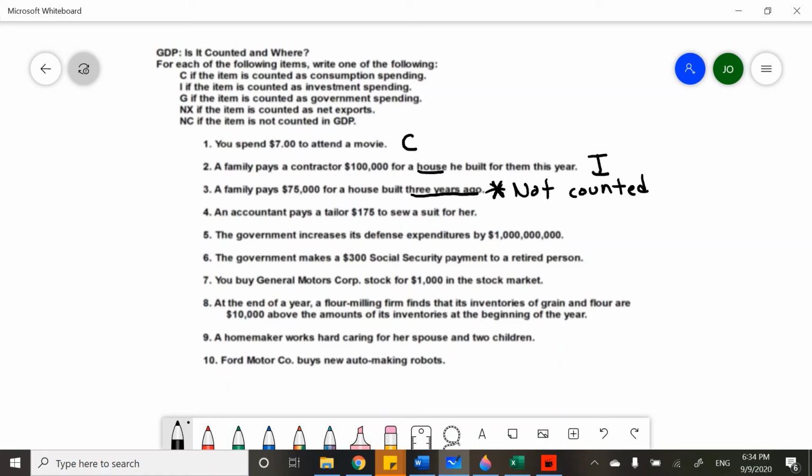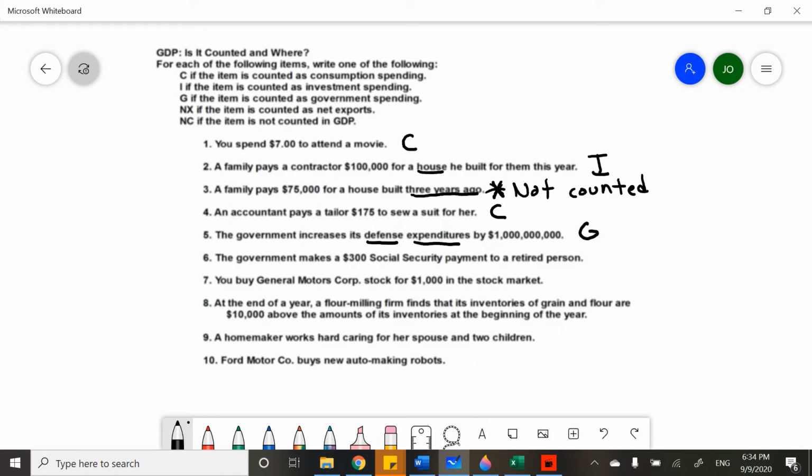Number 4, an accountant pays a tailor $175 to sew a suit for her. This would be counted as consumption. Number 5, the government increases its defense expenditures by $1 billion. Again, we have to ask ourselves, is the government spending in something, or is the government transferring money? In this case, since the money is going towards defense expenditures, we will count it as G.